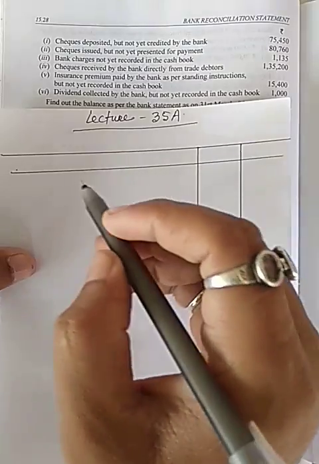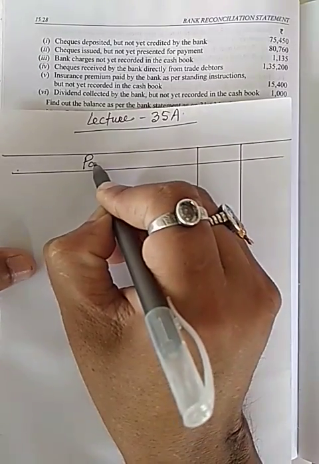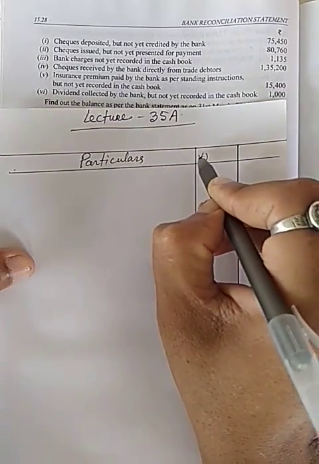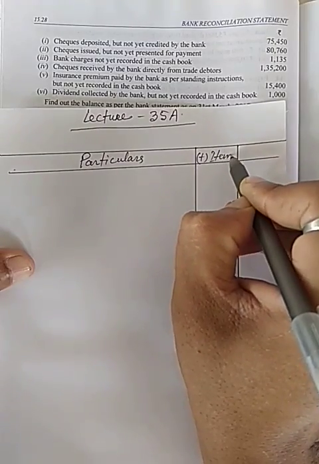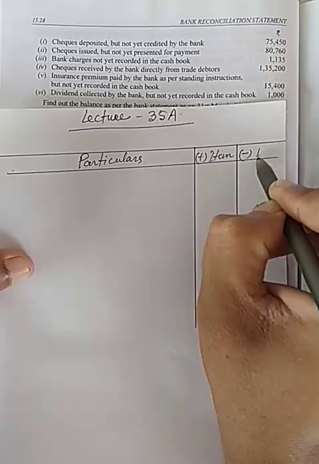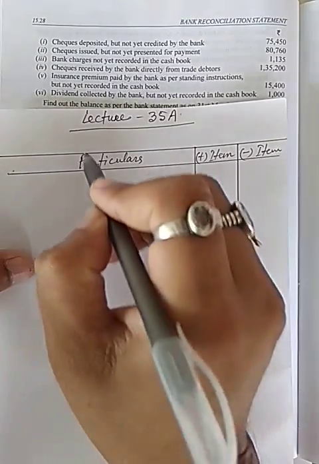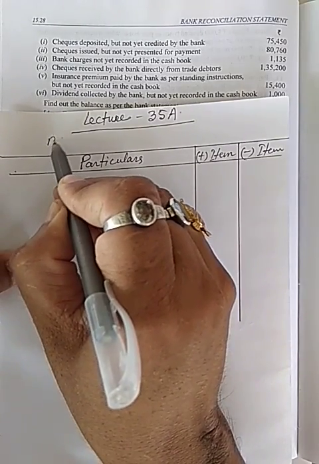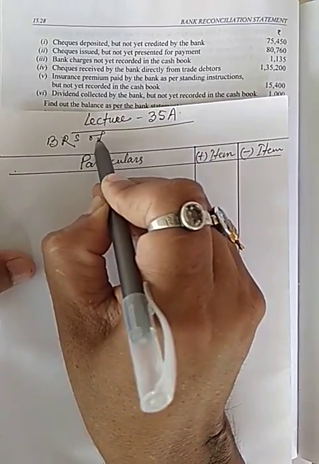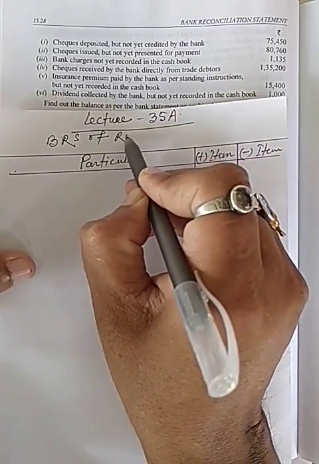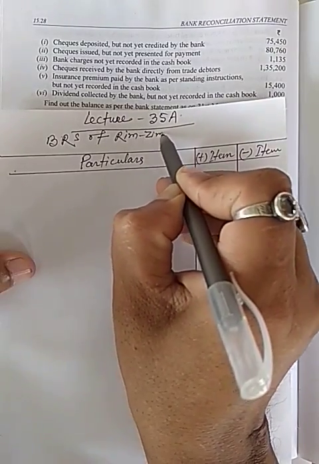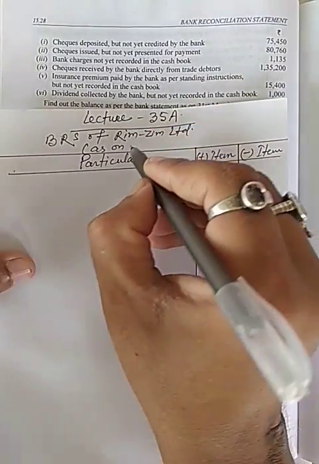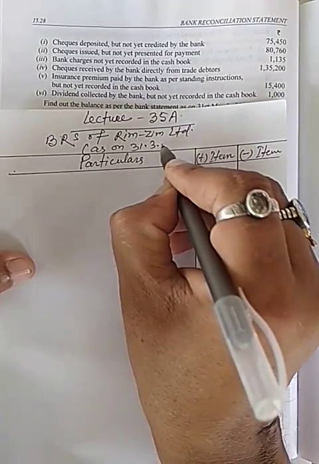Student, this is the format. We will write in the first column particulars, plus item in the second column, and minus item in the third column, and the heading will be BRS of Rimjim Limited as on 31st March 2017.